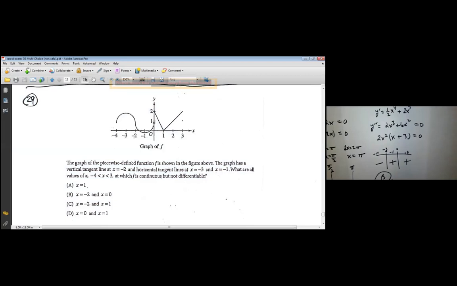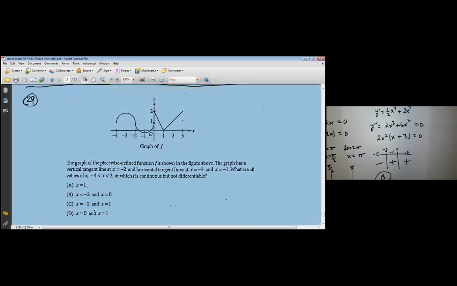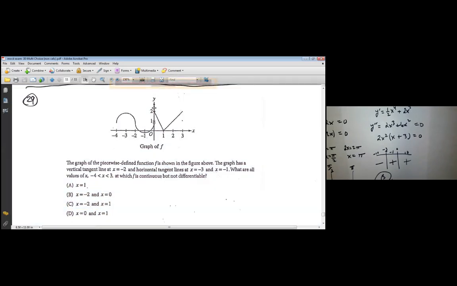1's good. How about -2? What do we have at -2? A vertical tangent line. That is one of your rules, guys. It's not able to be derived. It's not differentiable at a vertical tangent line or at a sharp point, or if the function's not continuous. But this question is asking if it is continuous, so that rules that out. Anyways, choice C is entirely correct. And D isn't correct because at 0, it's not differentiable, but it's also not continuous. They're asking you to locate the spots where it is continuous but not differentiable. So that would be choice C, -2 and 1.